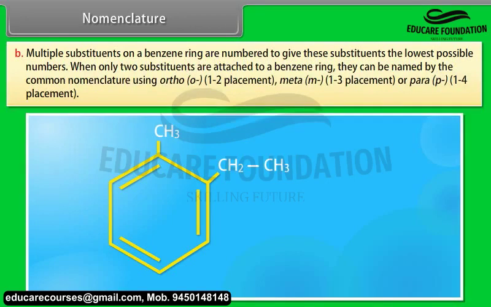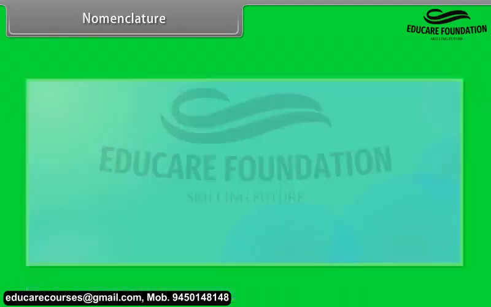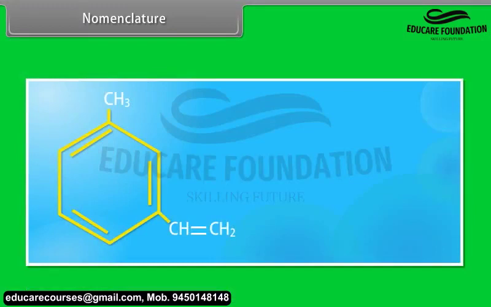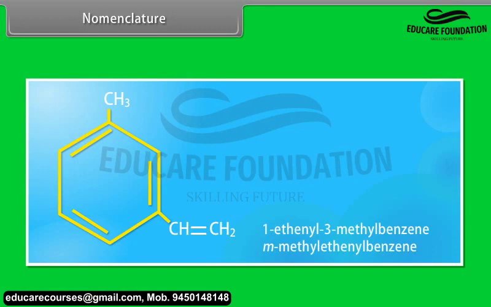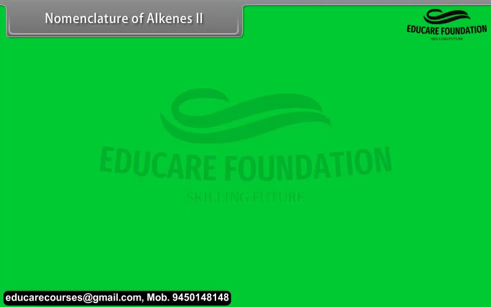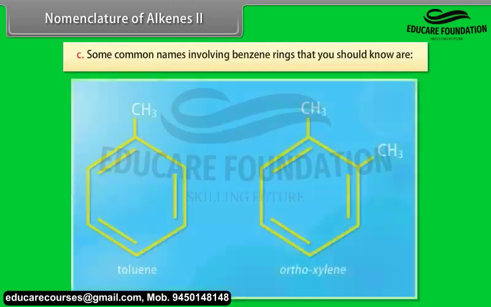Given compound is 1-ethyl-2-methylbenzene, o-methyl-ethylbenzene. Can you name the given compound? It is 1-ethyl-3-methylbenzene, m-methyl-ethylbenzene. Nomenclature of alkenes 2. C.